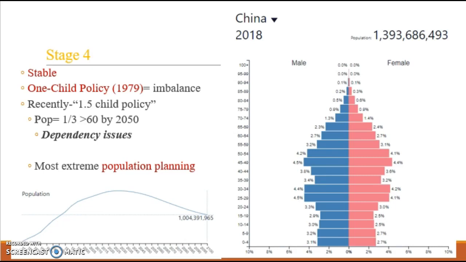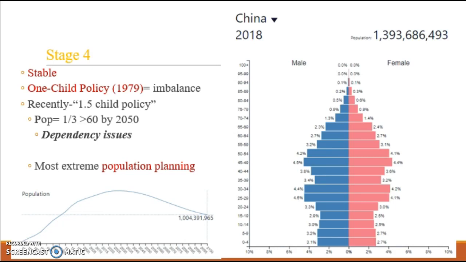Now this created a significant demographic imbalance where male babies were favored over female babies. And also we saw that projecting our population out, we were going to have issues that places like Japan are facing today, where our dependency ratio with our elderly group would be too large for the country to sustain. So recently, in the last several years, China created what's called the 1.5 child policy, where many couples were permitted to have a second baby.